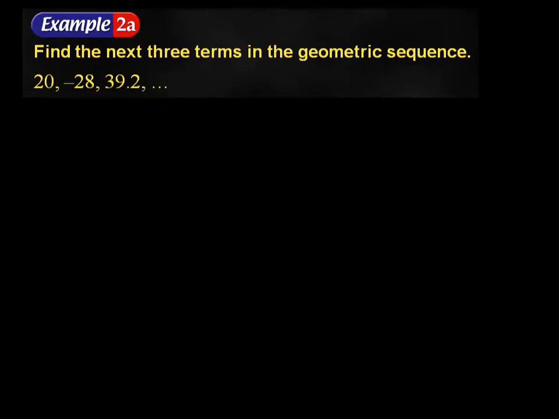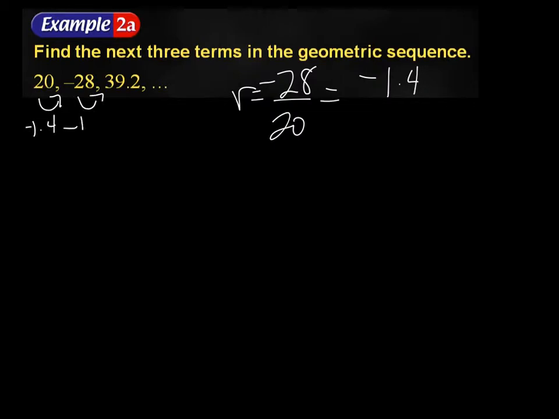Find the next 3 terms in the geometric sequence. They told us the sequence is geometric, so to find the common ratio, I can just divide 2 consecutive terms. So if I take negative 28 divided by 20, I'm going to get my common ratio, which is negative 1.4. And so checking it out with a calculator, if I take 20 times negative 1.4, I get negative 28. Times negative 1.4, I get 39.2.